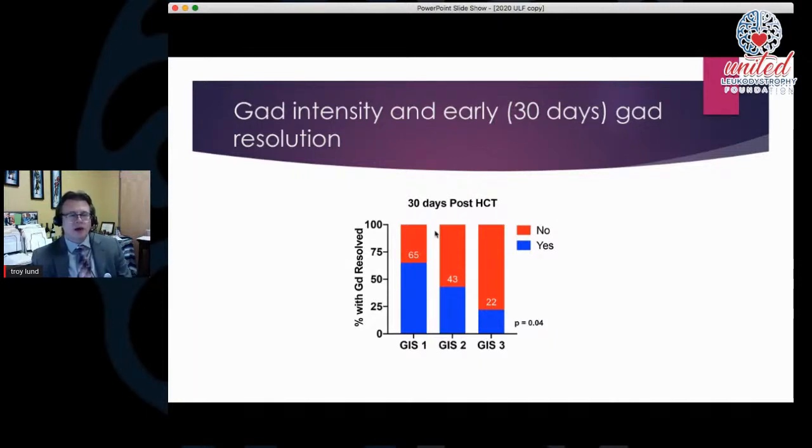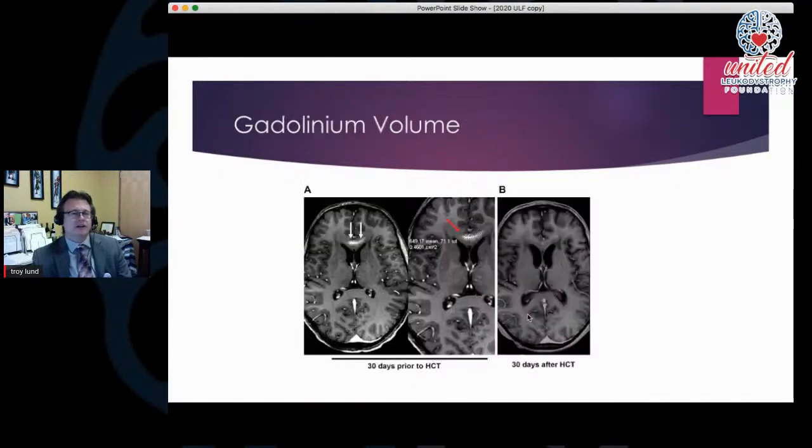But it's not very robust. You can see the p-value just barely makes it significant. Was there a better way to do it? Is what I asked. And so then we thought about measuring gadolinium volume. The arrows here on the left show gadolinium enhancement, and you can actually draw a box around this, and you can measure that box and generate an area to measure how much gadolinium there is.